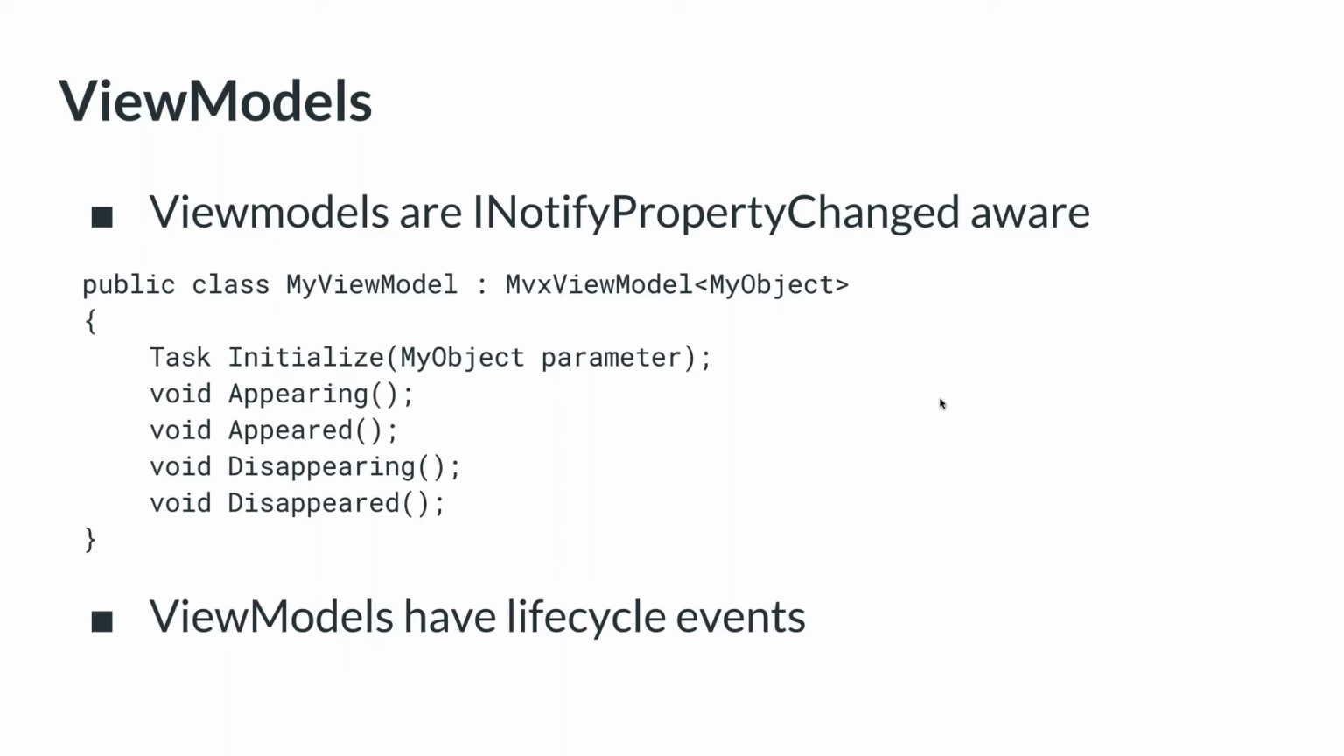View models also have lifecycle events which are connected to the view, so you get updates for when the view has appeared, when it's disappearing, all that sort of stuff. And you can use that to implement specific functionality.